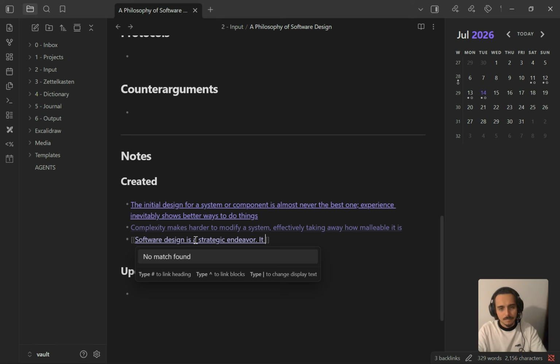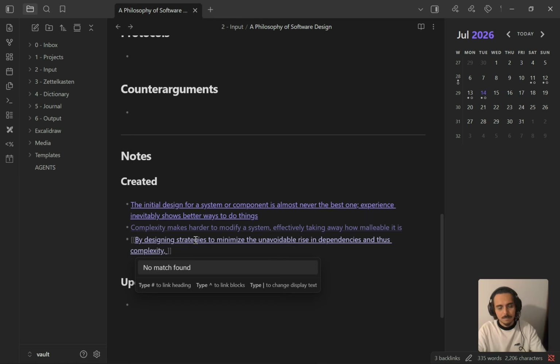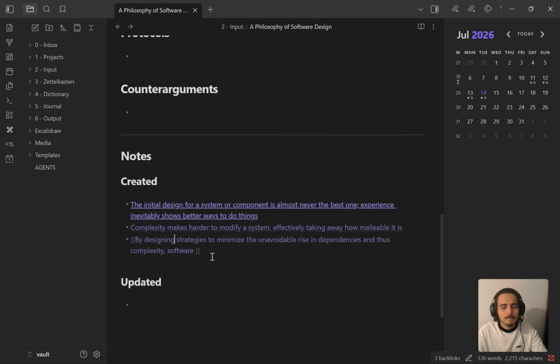It prevents and hot fixes. It's about designing strategies to minimize the unavoidable rise in dependencies and thus complexity. Software design is about using strategies to minimize the unavoidable rise in dependencies and thus complexity.